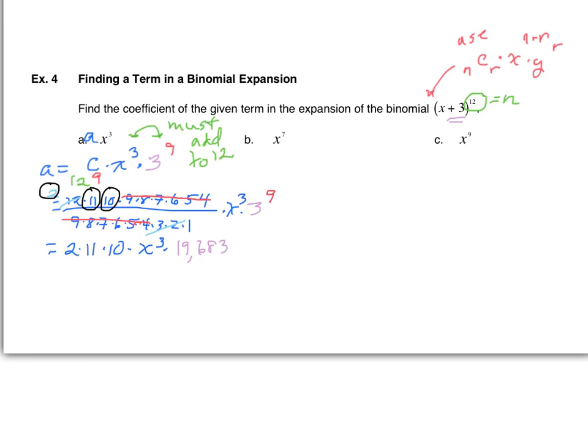19,683. So now we have to multiply these together and then multiply them to the 19,683. And we get, finally, 4,330,260 x cubed. But that technically isn't the answer, because what are they really asking for? The coefficient. So you have to be really careful on Math Excel to see how they want the answer written. If they are asking just for the coefficient and you put the x cubed in there, they're going to mark you wrong, because the x cubed is not the coefficient.